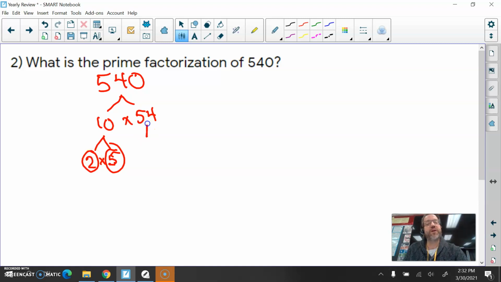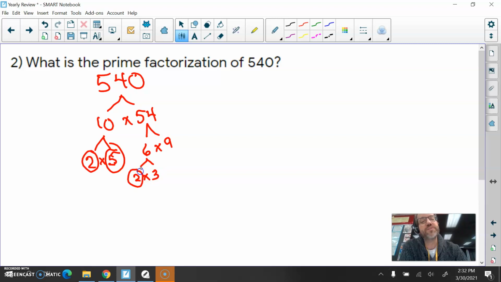We still need to split apart 54, and some people are thinking, what? That can be split apart? Sure, it's an even number. We know 2 goes into it. But you know what? I also know 6 times 9 is 54. Then I'll split apart the 6, 2 times 3.